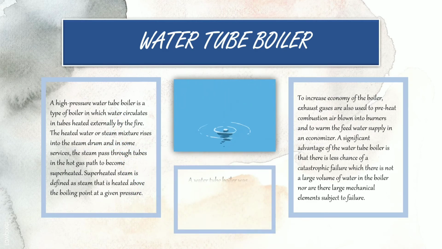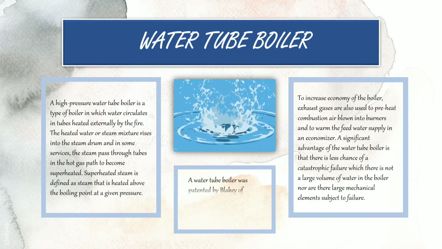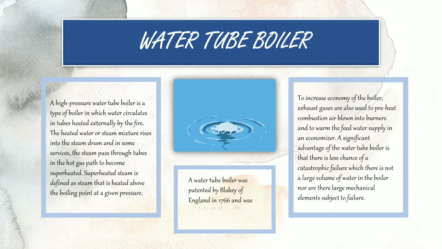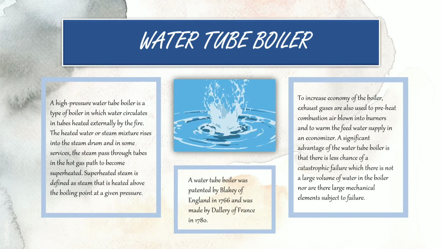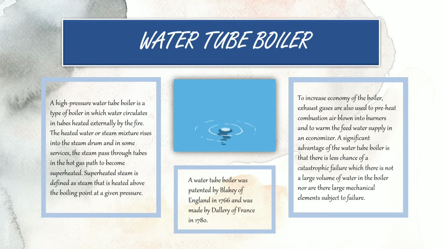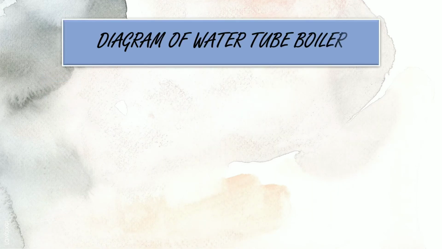A water tube boiler was patented by Blaikie of England in 1766 and was made by Delarue of France in 1780. Diagram of water tube boiler.